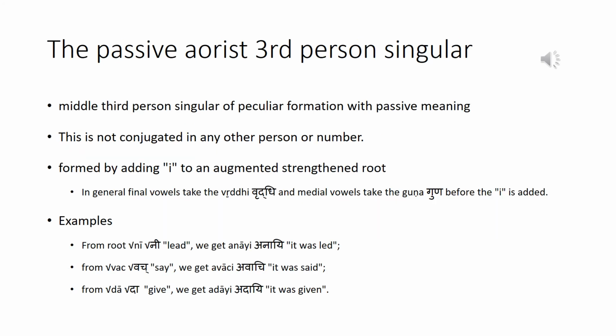In theory, the middle forms of the is, ish and sa aorist are used as the aorist passive, but these are very rare in classical Sanskrit. However, there is a commonly used middle third person singular of a peculiar formation and prevailing passive meaning. This is not conjugated in any other person or number. Its formation and examples are given here.